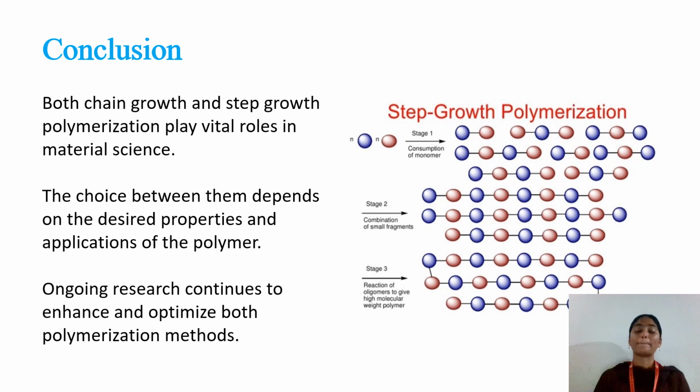Conclusion. Both chain growth and step growth polymerization play a vital role in material science. The choice between them depends upon the desired properties and applications of the polymers. Ongoing research continues to enhance and optimize both polymerization methods.